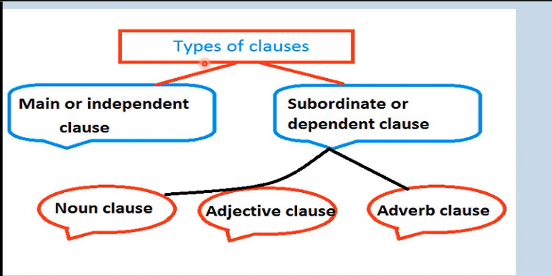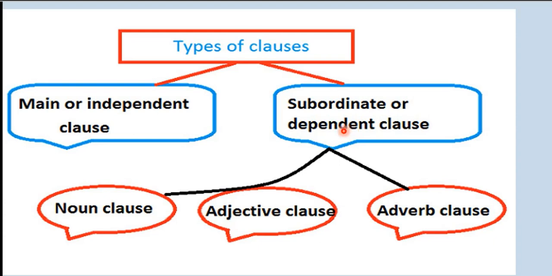So types of clauses are divided into 2 categories. Main or independent clause. It might be called main clause or independent clause. Both of them are the same. And another type is subordinate or dependent clause. So subordinate and dependent clause mean the same thing actually. So these subordinate or dependent clauses are actually the embedded sentence types.